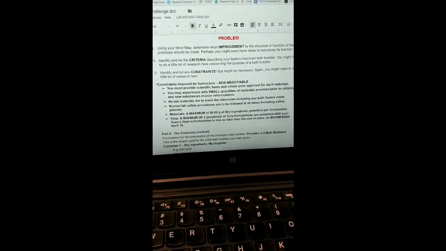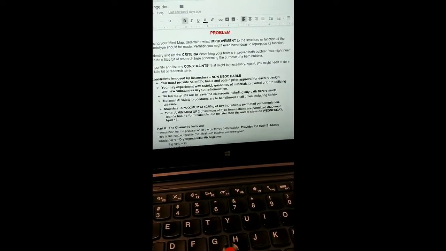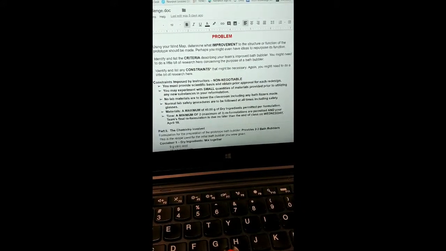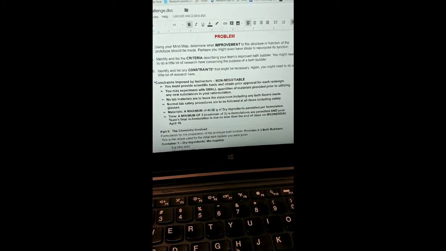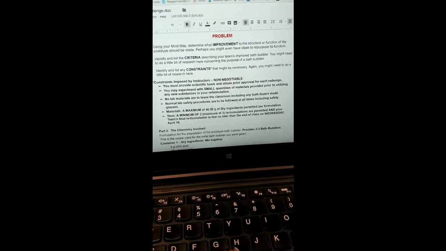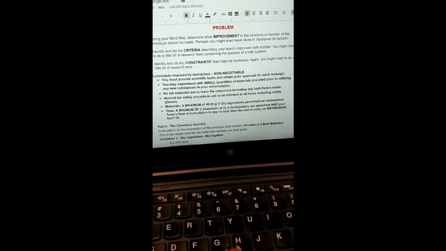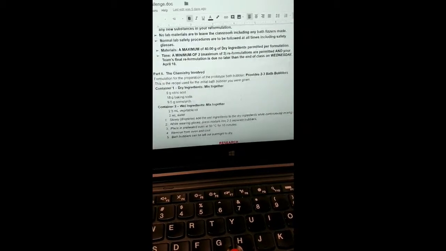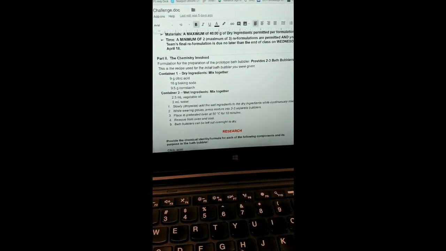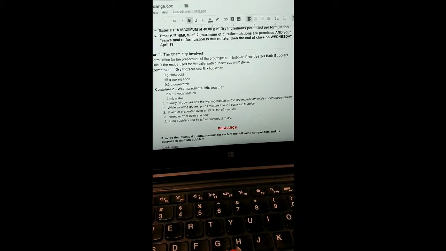There are a few constraints that I had to impose. For example, we talk about how I only have limited supplies for them, so only 40 grams of dry ingredients are permitted. They have a minimum of 2 formulations, but a maximum of 3. And then finally, this is where we get into how I design my prototype.